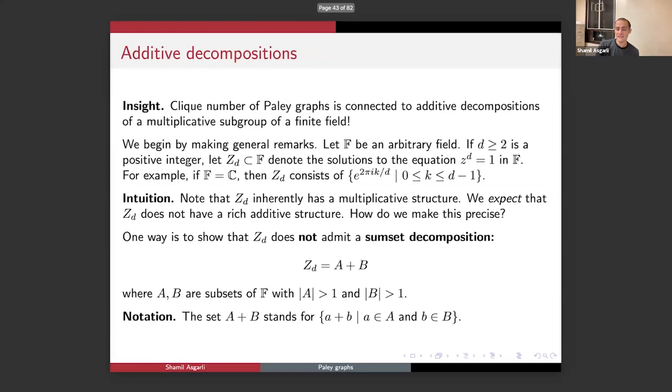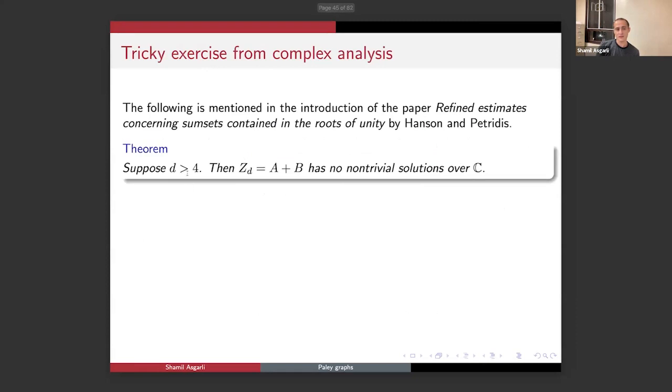Suppose that d is bigger than 4. So remember, d here is the exponent that appears here. So Z_d is these roots of unity. So that means we're looking at the case when d is bigger than 4. So for the dth roots of unity, there's d of them here, and we're saying that there's no way you can write it as A plus B. You just cannot express it as a sum of two sets. And this result is, at this point, only about complex numbers.